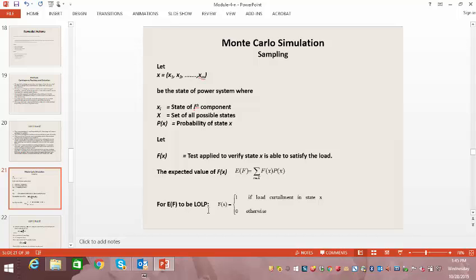Now if you are trying to compute the loss of load probability, then the function f(x) will be defined as follows. The function f(x) is 1 if there is a load curtailment in state x, and 0 otherwise. So basically when you apply this, you are adding up the probabilities of all the states which are loss of load, or where there is a curtailment of load.